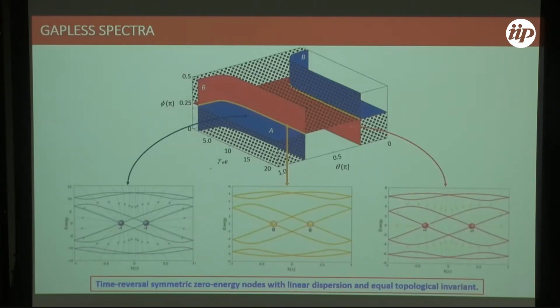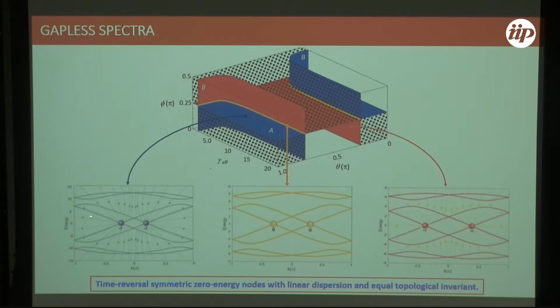If we look at the spectrum, for example, if I choose a set of values exactly here on this blue sector of this critical plane, and I look at the spectrum of the system, it looks like this. So I have 8 bands, okay? And they exactly cross or touch each other at 0 energy, so the system becomes gapless.